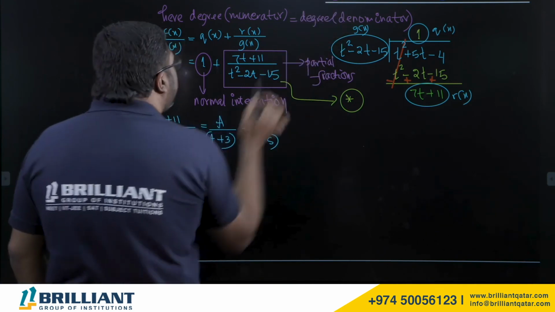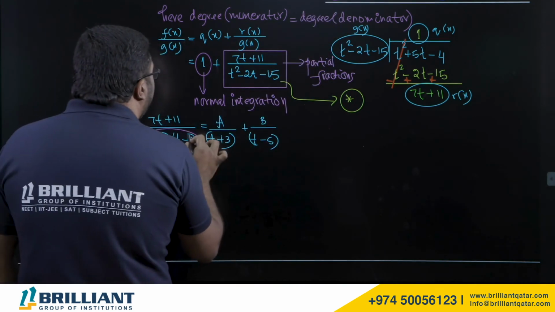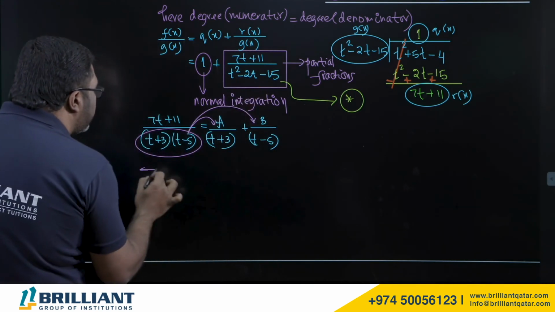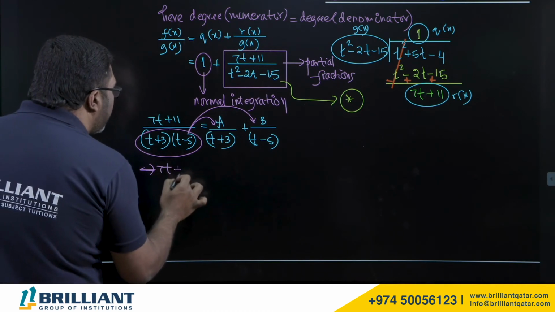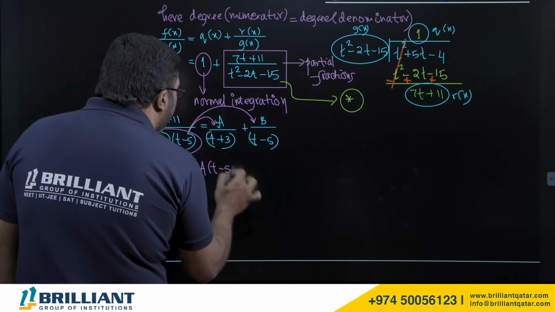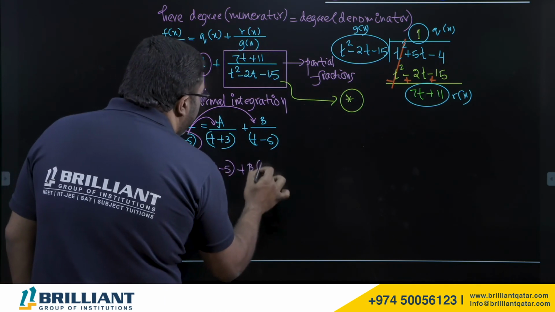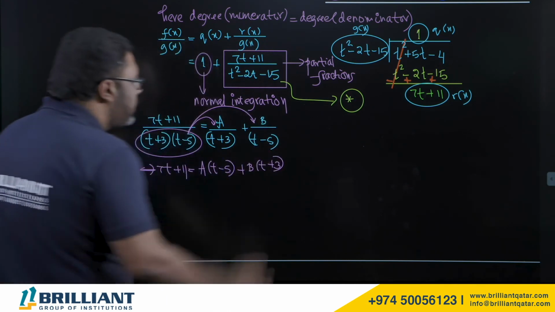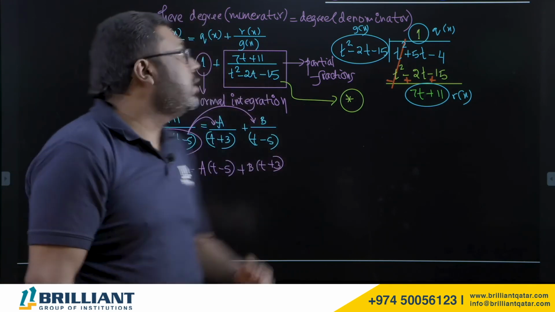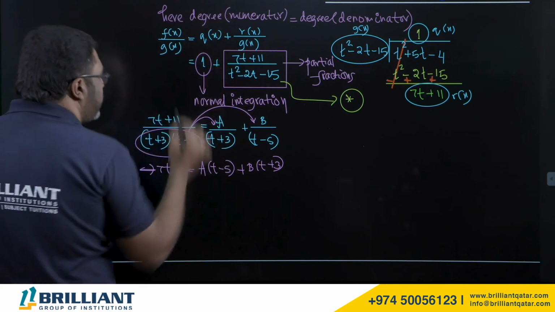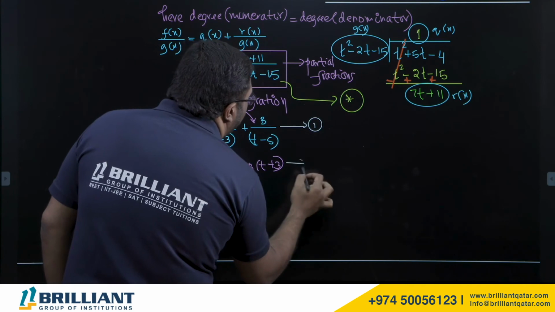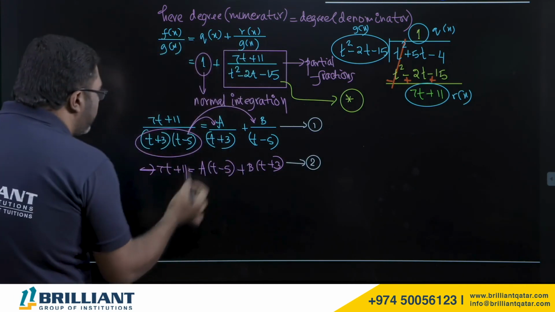So what are you going to do with the denominator? Multiply? Yes. After you multiply, what do you get? 7t plus 11 is equal to A into (t minus 5) plus B into (t plus 3). Start substitution. Call this equation number 1, and this equation number 2.